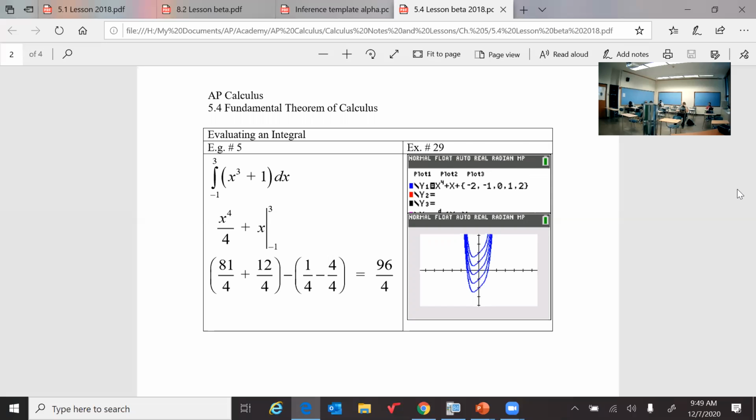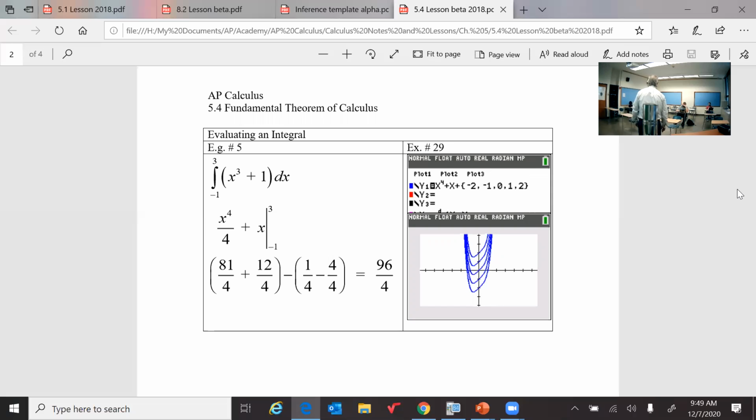Then you back up and say, okay, I want to make sure I did this right. I differentiate, so take me back to the question. 4, reduce it with the 4, that gives you x to the 3rd, and the derivative of x is 1. From these two values, so I put, ready? 3 in here. I would get 3 to the 4th, 81 fourths, plus 3, which is 12 fourths. Subtract, put a -1 in there. And you would get 96 fourths, which is 24.